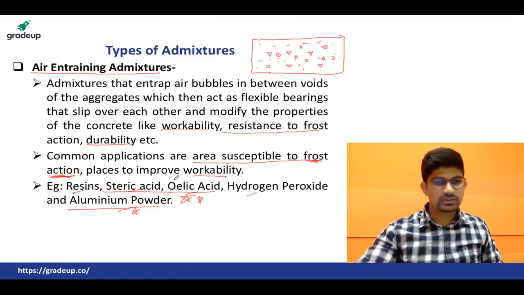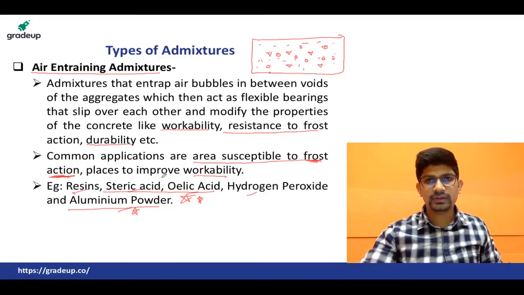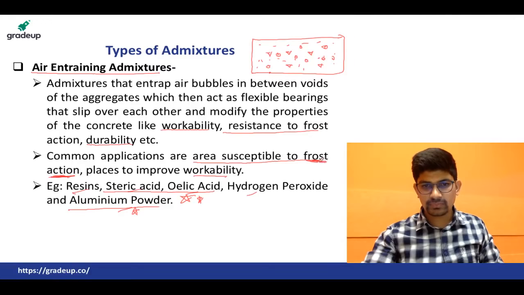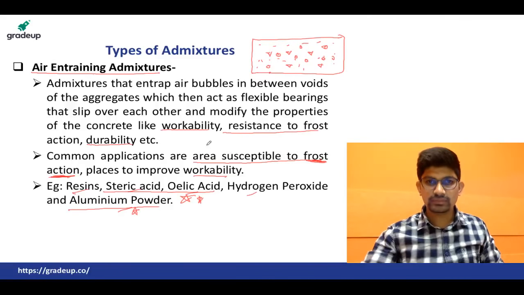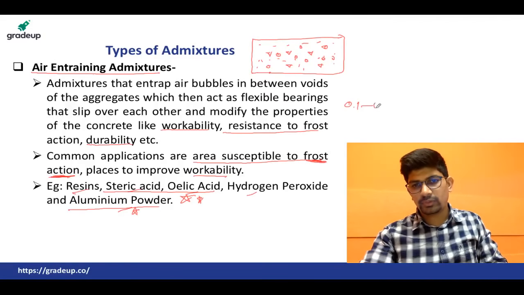Goals of admixtures. I have told you in the introduction part, their goal is to improve the properties of concrete which the parent material does not have. At times you require early hardening, so in that case you will use accelerator. At times you require concrete to harden slowly, in that case you will use retarders. At times, like in frost prone area, you use air entraining admixtures. These will provide beneficial properties to the concrete, and they are used only in minute quantities. Often we are talking about 0.1 to 0.5%, so they are even less than 1%.